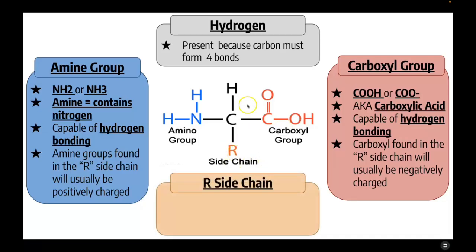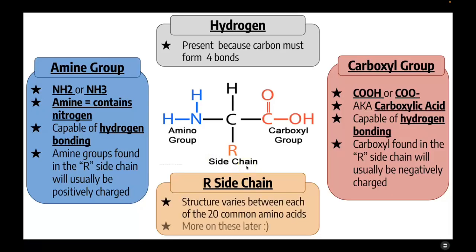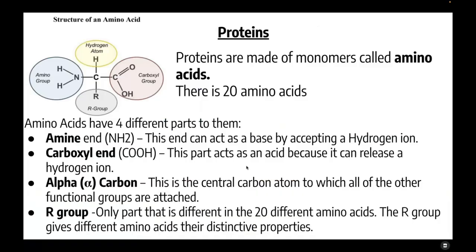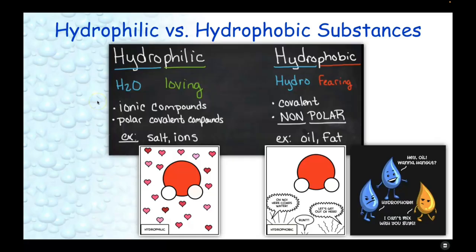All right, and so this is the central structure of an amino acid. And what makes the amino acids different, because remember we have 20 amino acids, is the R chain. So the R side chain varies between the 20 amino acids, and we're going to get into these in a little bit. All right, again, this is a summary. We have our amine, our carboxyl end, our alpha carbon, so our central carbon with the hydrogen attached, and the R group. That's the only thing different. All right. And so let's get into hydrophilic and hydrophobic. So we're going to be using these words throughout.